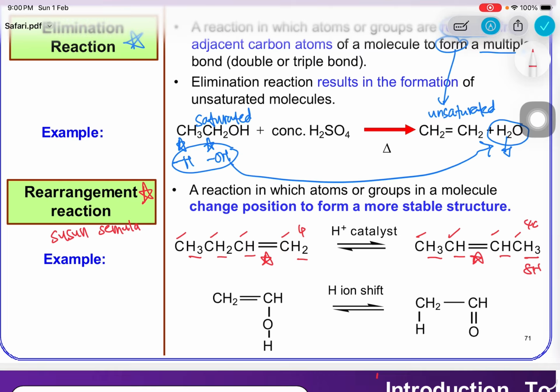Even for the other example given here, it is similar. We have 1 double bond, and here we also have 1 double bond. Only this time, for the reactant, the double bond is between carbon and carbon, but for the product, it is between carbon and oxygen. But in general, you can see there are 2 carbons, 4 hydrogens, and 1 oxygen for both compounds.